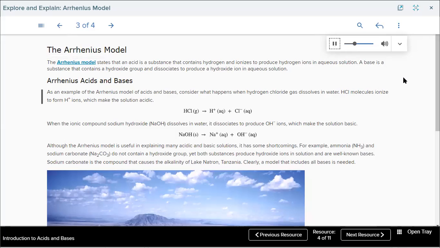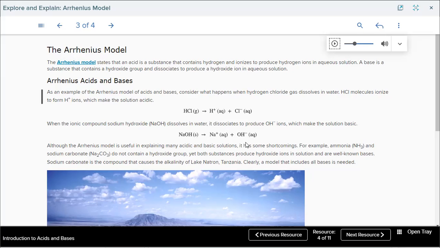As an example of the Arrhenius model of acids and bases, consider what happens when hydrogen chloride gas dissolves in water. HCl molecules ionize to form H plus ions, which make the solution acidic. So it's HCl dissolving in water to produce a positive hydrogen ion and a negative Cl ion. As it produces a positive hydrogen ion, it's an acid. In the opposite direction, NaOH dissolving in water produces a positive sodium ion and a negative hydroxide ion.